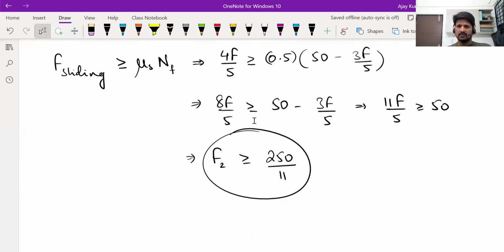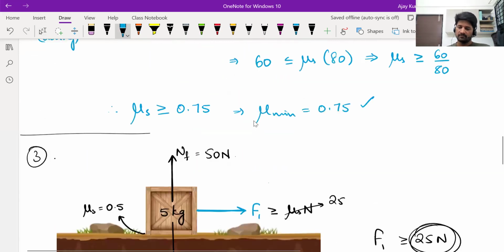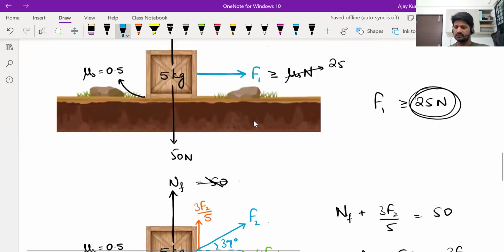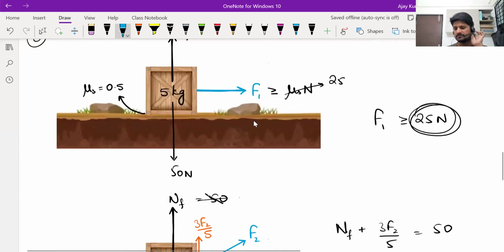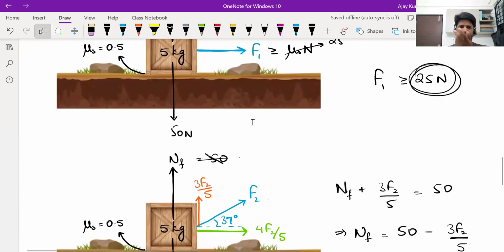Less than, sir. It is less than 25 because 250 by 10 itself is 25. 250 by 11 will be less than 25 newtons. So in which case is it easier to slide the block? First case or second case? Second case. Okay.